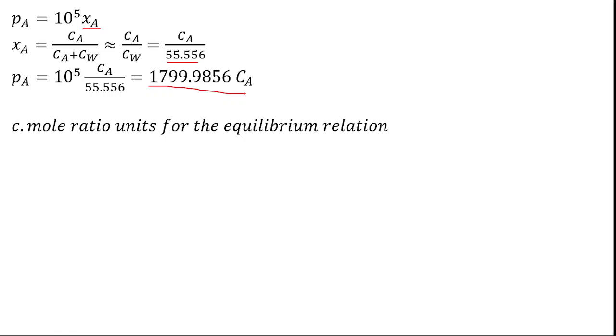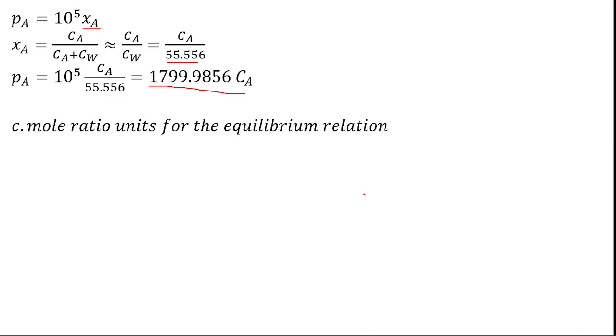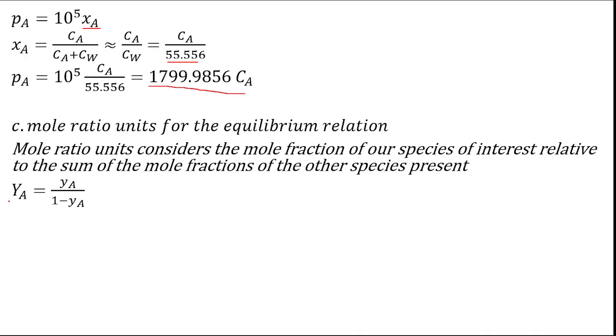Now, the mole ratio unit. If you talk about the mole ratio, it's the mole fraction of the species that we are working with, divided by the sum of the mole fractions of every other species in the system. So if I have A, B, C, and D, and I'm looking for the mole ratio of A, it will be the mole fraction of A over the mole fraction of B plus C plus D, or the mole fraction of A over 1 minus the mole fraction of A. So the mole ratio unit considers the mole fraction of our species of interest relative to the sum of the mole fractions of the other species present. So we can see that this is the relation for mole ratio.